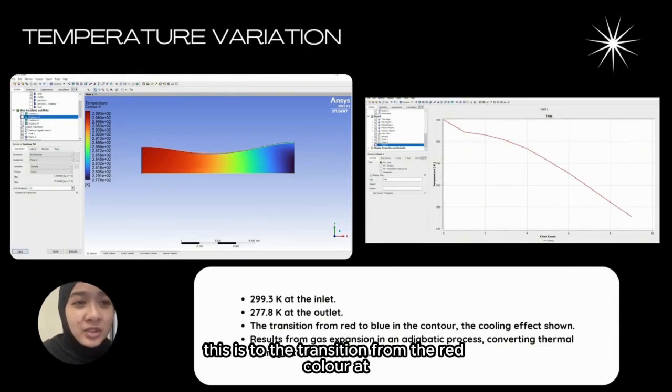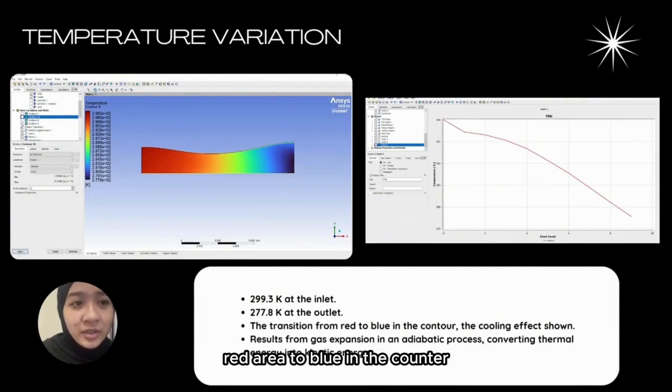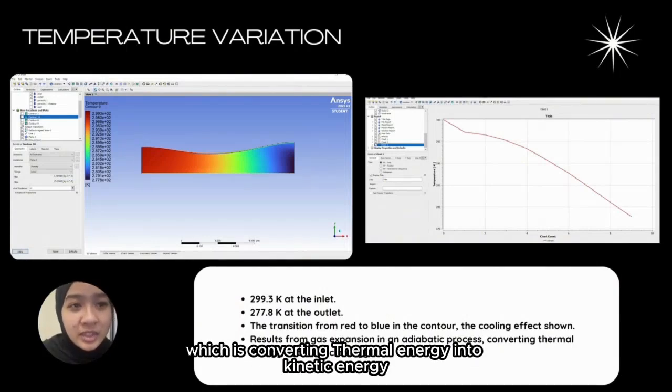This shows the transition from the red area to blue in the contour, which is the cooling effect. This result shows the gas expansion as an adiabatic process, converting thermal energy into kinetic energy.